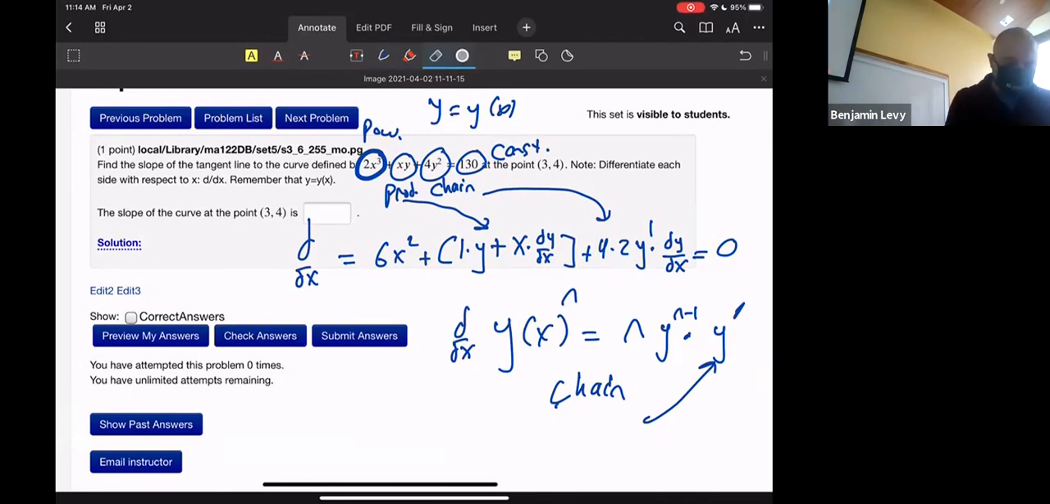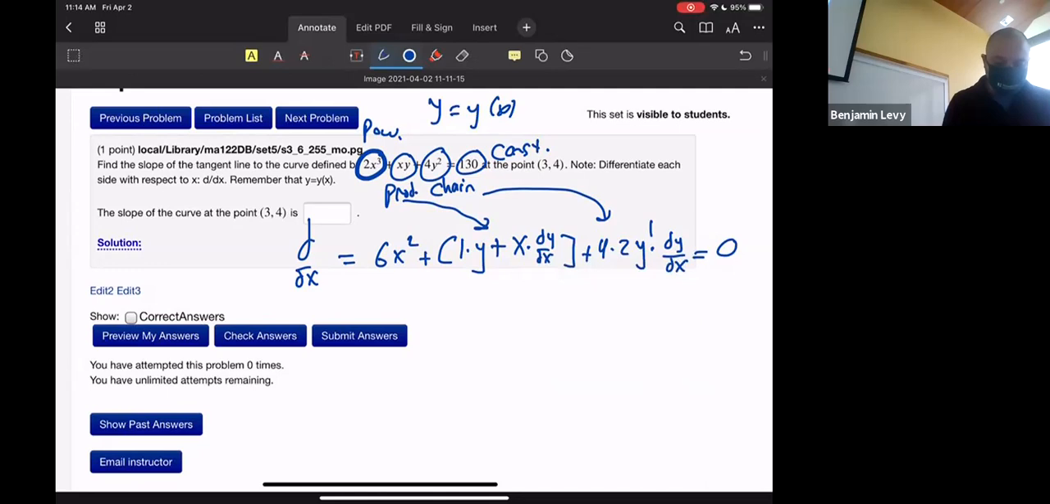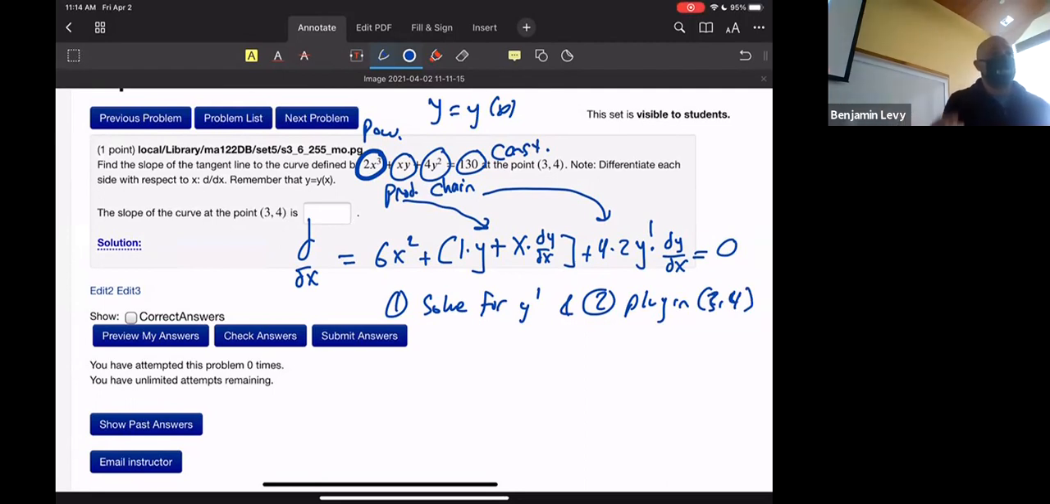Okay, so let me erase this lower part. And let's just review what we're trying to do. It wants the slope of the curve at 3, 4. So we want to, 1, solve for y prime, and then 2, plug in the point 3, 4. That's what this is telling us to do, because the slope of the curve is y prime. And when we plug a point in, it tells us that specific slope.